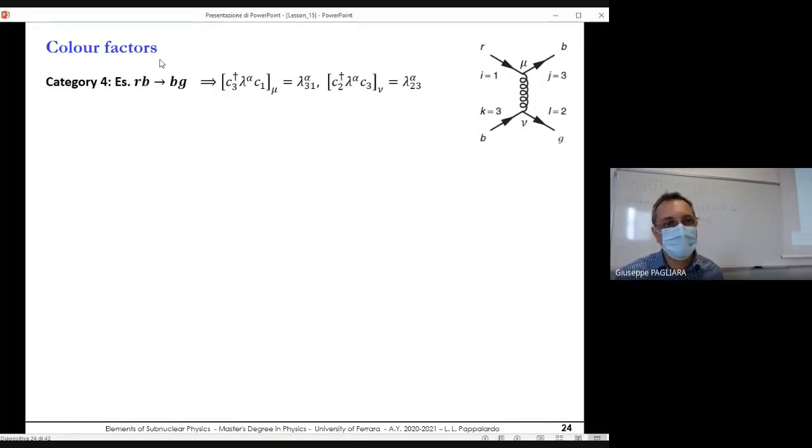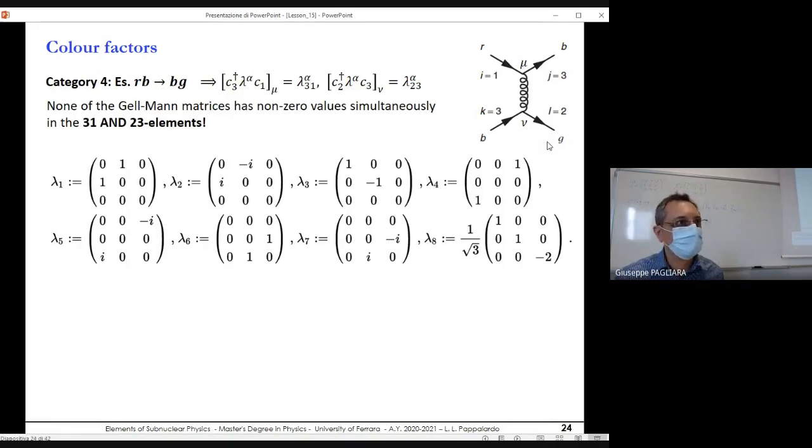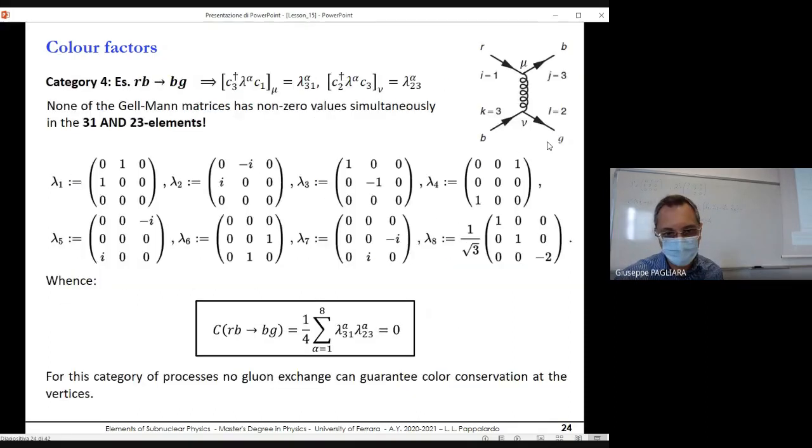Now the last category, red-blue into blue-green. Okay, so using the same approach, we get lambda 3, 1 at the upper vertex and lambda 2, 3 in the lower vertex. However, when we now search among the Gell-Mann matrices, we will not find any of them having simultaneously 3, 1 and 2, 3 elements non-zero. Okay, so in this case, trivially the color factor is 0. And this is not a surprise because this kind of color transition would not ensure color conservation at the vertices. So it must be 0.